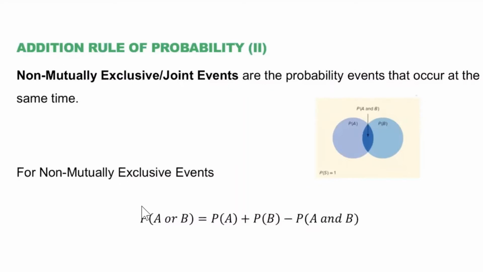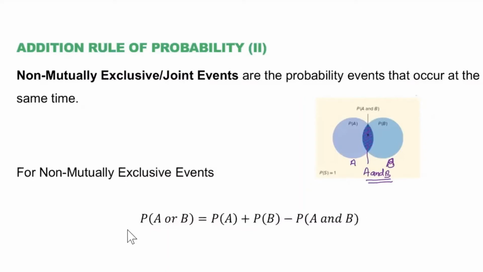As we are working on addition rule, you will still see or, but there is a common region between A and B. If this is your event A and this is your event B, the common region that is shared by A and B is called A and B. So the formula will be probability of A or B is equal to probability of A plus probability of B minus probability of A and B. So if the events can occur at the same time, we use this formula as the addition rule for probability.